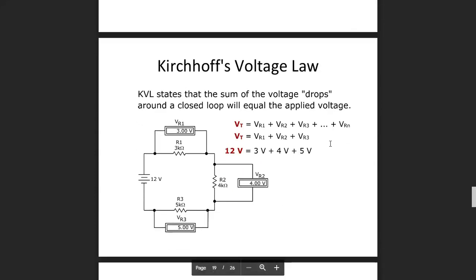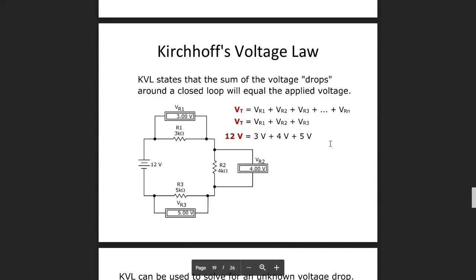It means that in any closed loop there are voltage rises and voltage drops. Take the simplest circuit, which has a source and three resistors. The voltage source gives us a voltage rise. It means that 12 volts is coming from the source, and 3 volts is dropped across the 3 kilo ohm resistor, 4 volts is dropped across the 4 kilo ohm resistor, and similarly 5 volts is dropped across the 5 kilo ohm resistor. If we sum up all these voltage drops, it equals the voltage rise of this closed loop.